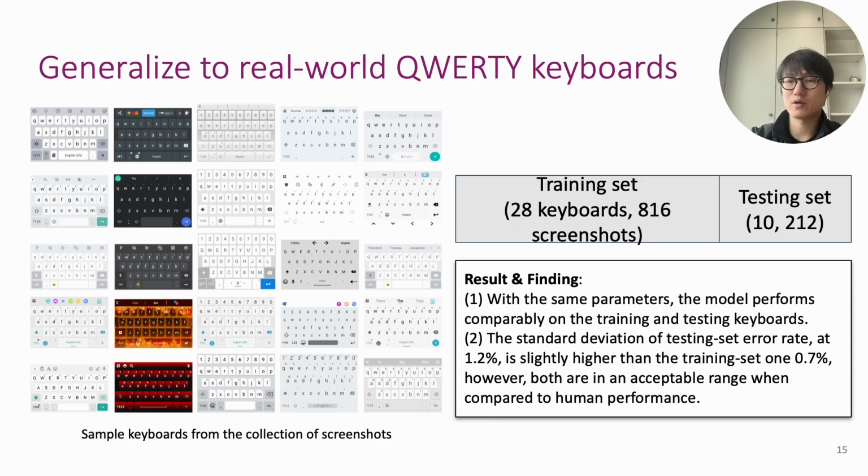It performs comparably with the training and testing sets. Only the standard deviation of the test setting error rate is slightly higher than the training set. However, both are acceptable when compared with human performance.